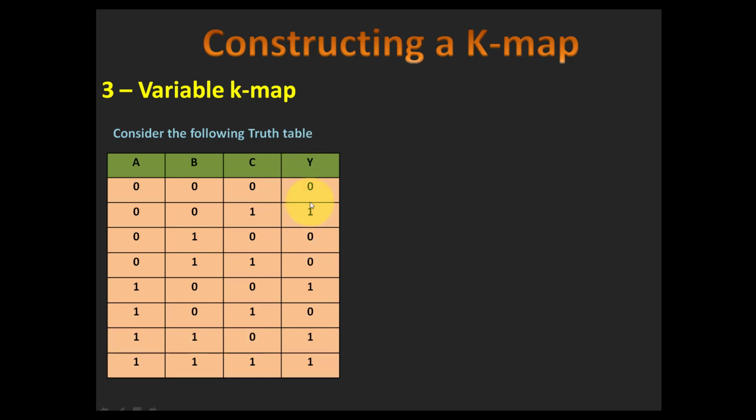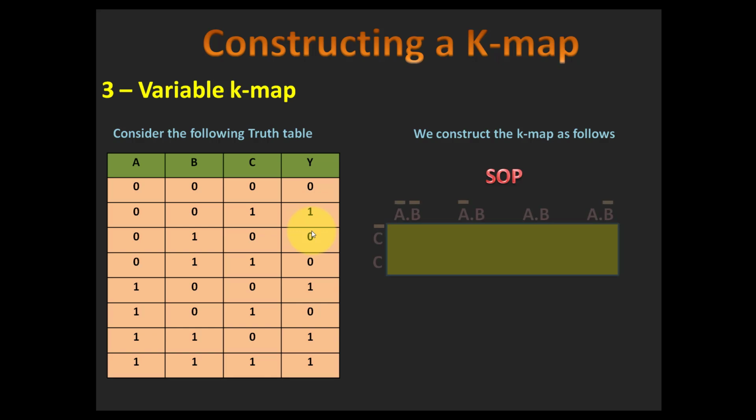I am just selecting this output. We can take any random output for our study purpose. So we consider the K-map as follows. Whenever we want to draw the K-map, for example, we see first the SOP K-map. In the SOP K-map we need to draw this K-map. All the three variables are here, and this is how we need to write.